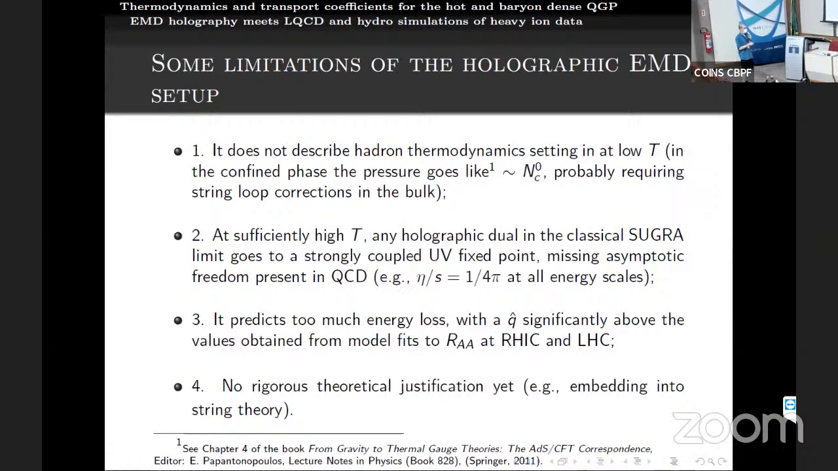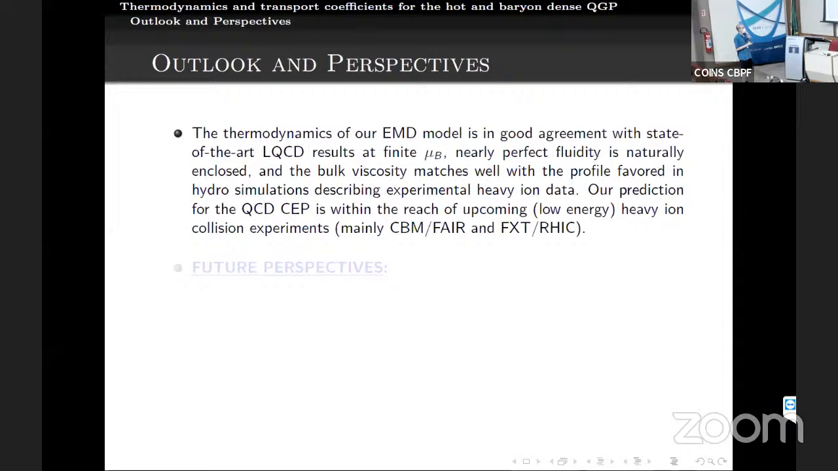It also predicts too much energy loss, with a jet quenching parameter which is significantly above the values obtained from model fits to the nuclear modification factor at RHIC and LHC. And there is no rigorous theoretical justification yet for this kind of model because we don't have an explicit embedding into string theory, okay? So I'm finishing here.